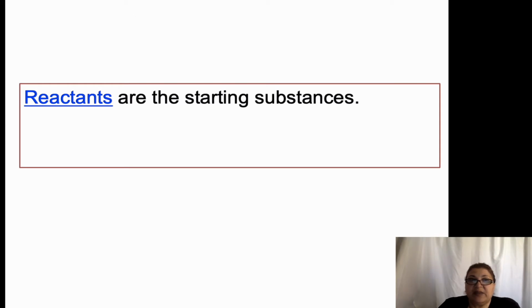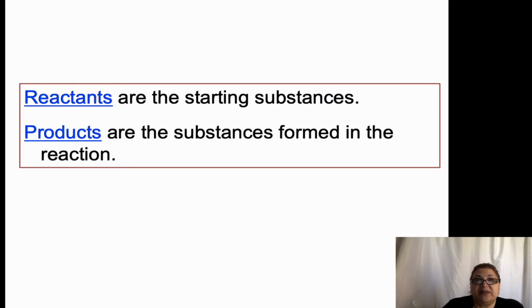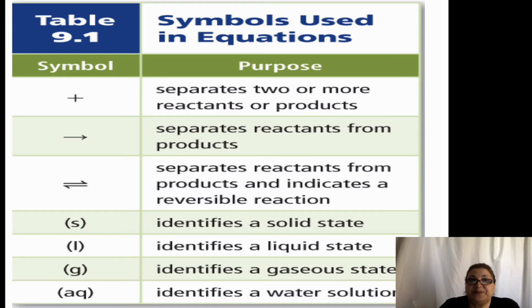And in a chemical reaction, there are two parts. There's a reactant and product. Reactant: the starting substance in a chemical reaction. Product: a substance formed during a chemical reaction. So what we start with is called reactant, and what we end up with is the products.